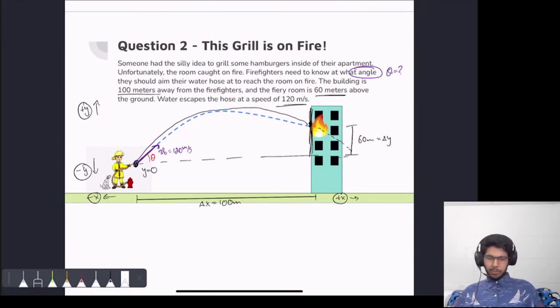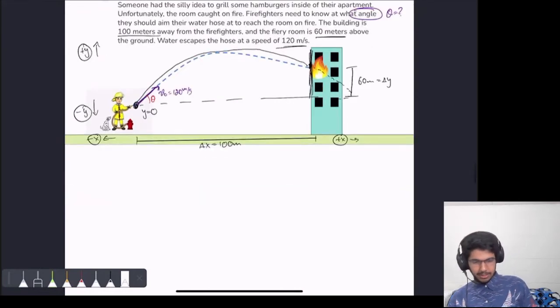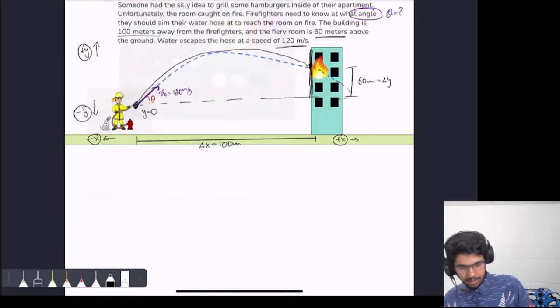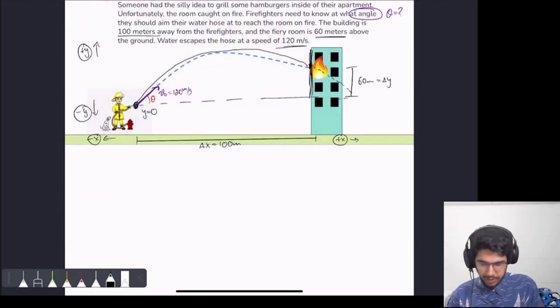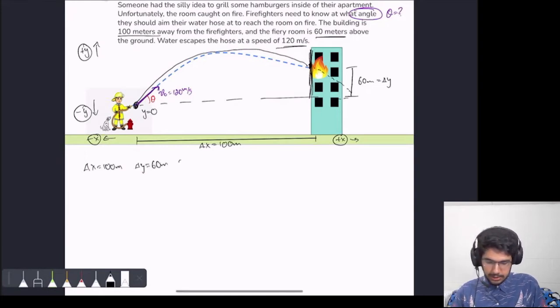So, what's the strategy? First, let me just write down neatly what values we do have. So we have delta x equals 100 meters. We have that delta y equals 60 meters. And we have that the initial velocity is 120 meters per second, right? And we want to solve for theta.